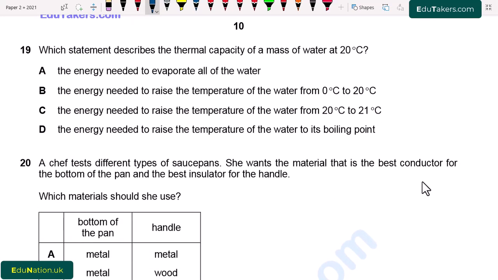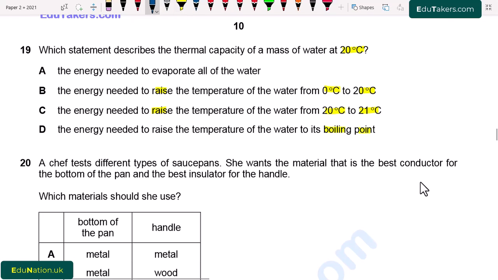Question number 19. Which statement describes the thermal capacity of the mass of water at 20 degrees C? A. The energy needed to evaporate all of the water. B. The energy needed to raise the temperature of the water from 0 degrees C to 20 degrees C. C. The energy needed to raise the temperature of the water from 20 degrees C to 21 degrees C. And D. The energy needed to raise the temperature of the water to its boiling point.